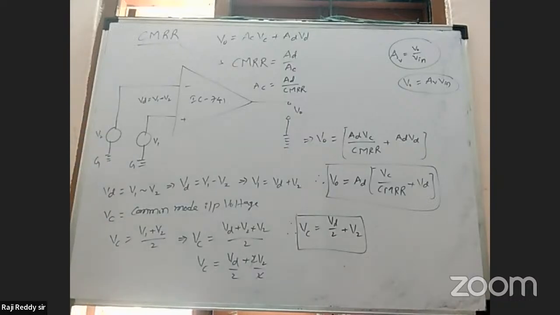For an ideal operational amplifier, the CMRR value goes to large, nothing but infinite. If that value is large or infinite, then V naught goes to AD and VD only. VC by CMRR value goes to 0 only. Okay? That is called CMRR, the ratio of AD by AC.